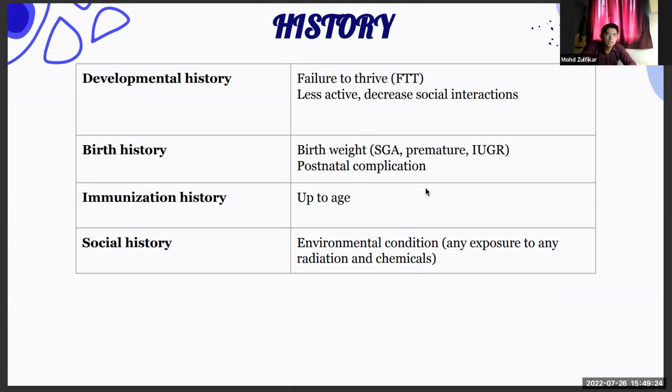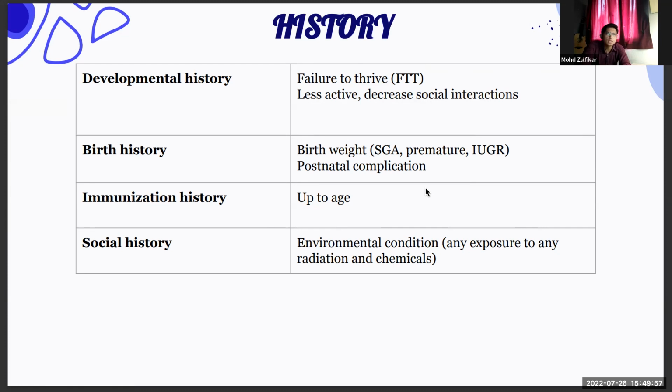And for the birth history, we should ask about birth weight, if the baby is SGA, small for gestational age, or premature, or even IUGR. We should also ask the mother regarding postnatal complications, if there were any complications because of the pregnancy. Other than that, regarding the immunization history, is the immunization up to age or not?